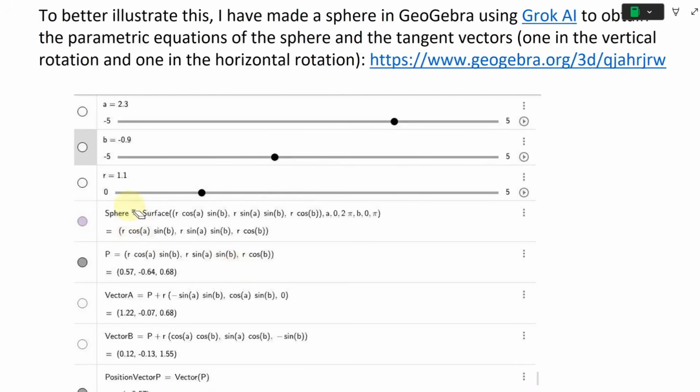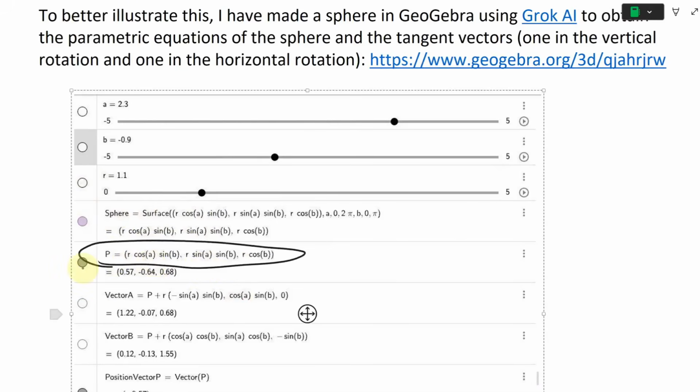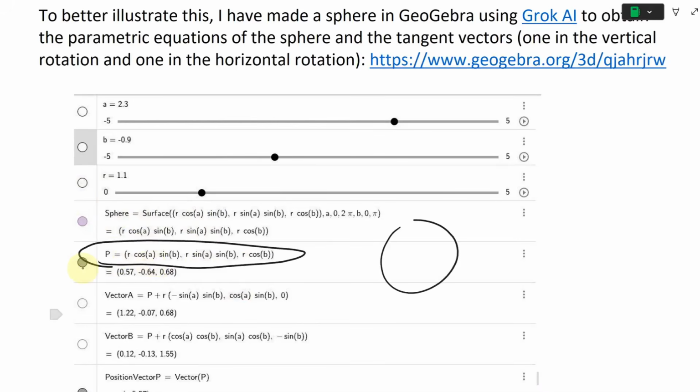It gets these parametric equations and makes a sphere like that, and there's a point here. This point is just a point on it. Basically, this is the full sphere, and this is a point on the sphere. So on a sphere like this, there would be a point P on it, this one here. And then there's vector A. This is actually a tangent vector, but this one is a point. So tangent vector A would be on the horizontal rotation, so it should be somewhere like this.